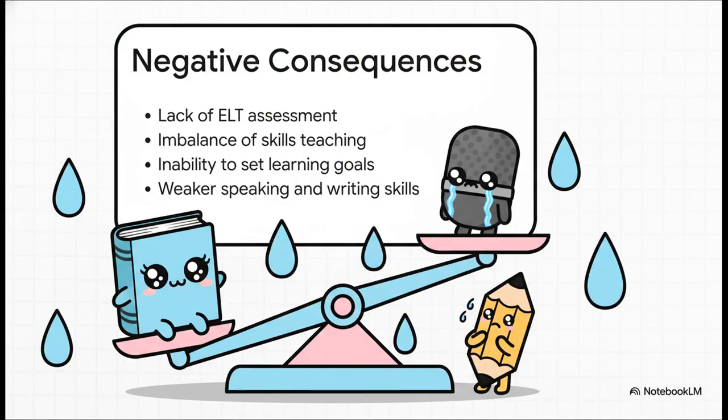So what happens? When assessment is avoided just because it's too hard or takes way too long, the fallout is actually pretty alarming. Schools end up with a severe lack of formative assessment. You get this huge imbalance where receptive skills are tested constantly, but productive skills are just ignored. And without that feedback loop, students can't set learning goals. Consequently, they end up graduating with noticeably weaker speaking and writing abilities.